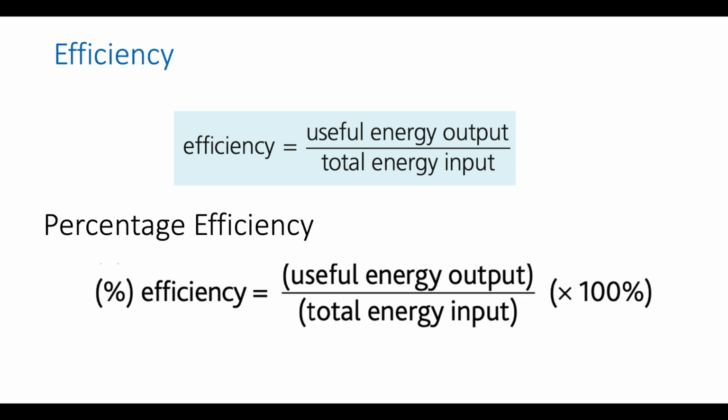Before selecting a natural source as an energy resource, we have to consider several factors. One among them is efficiency. Efficiency is the useful energy output divided by total energy input. The percentage efficiency is given by useful energy output divided by total energy input, multiplied by 100.